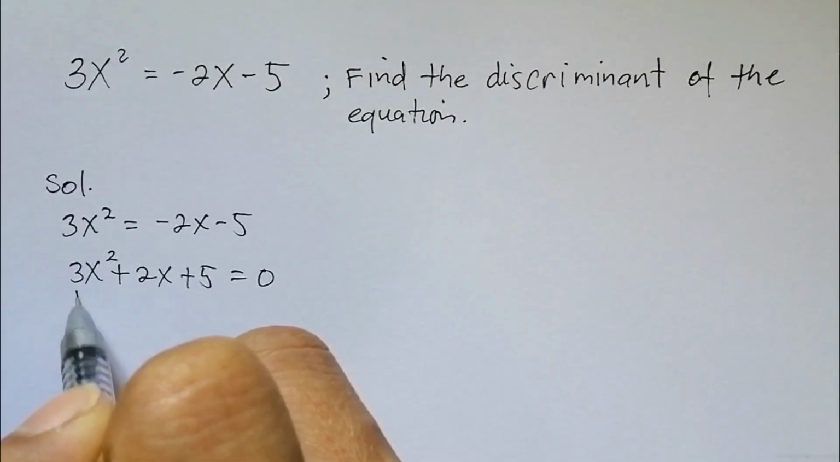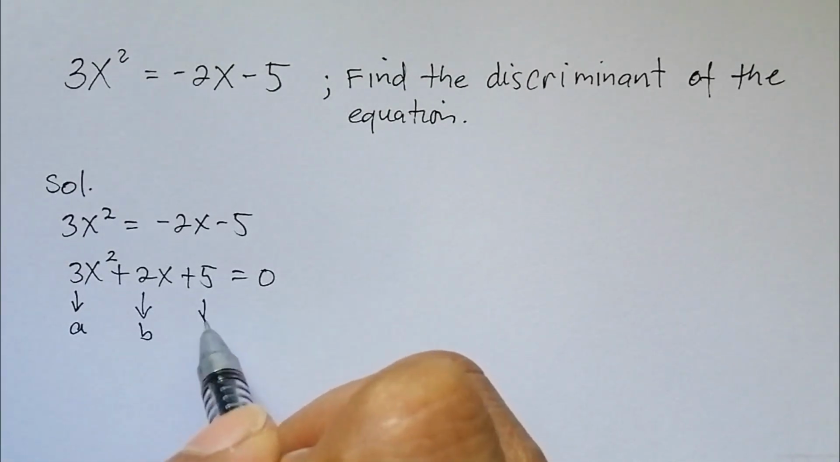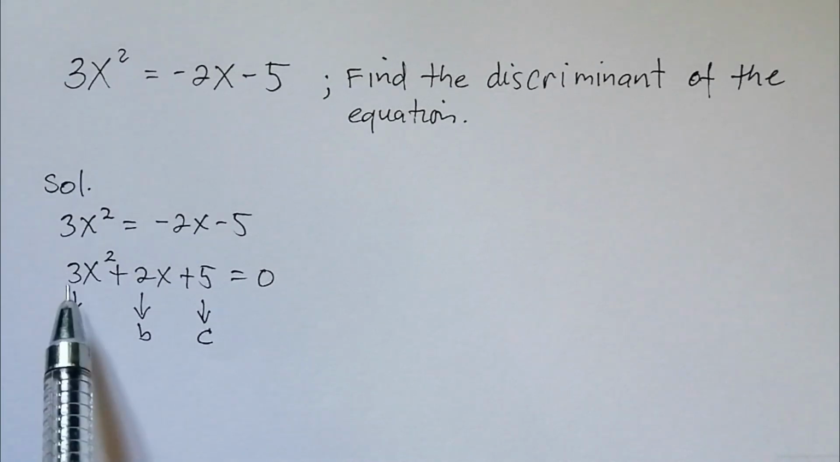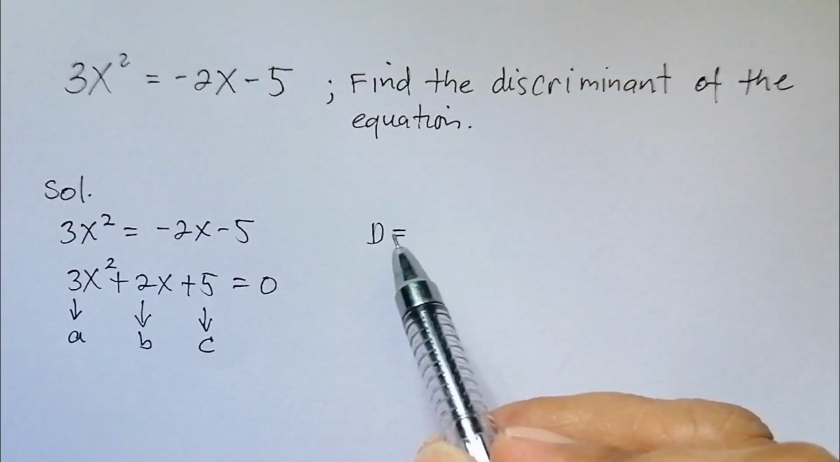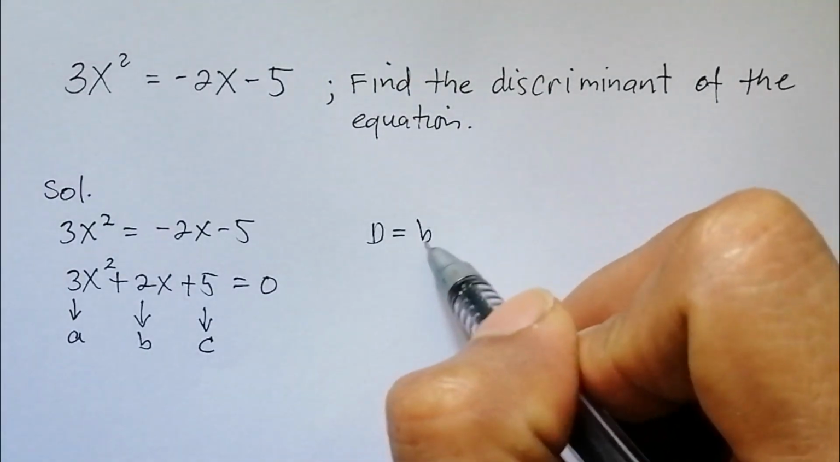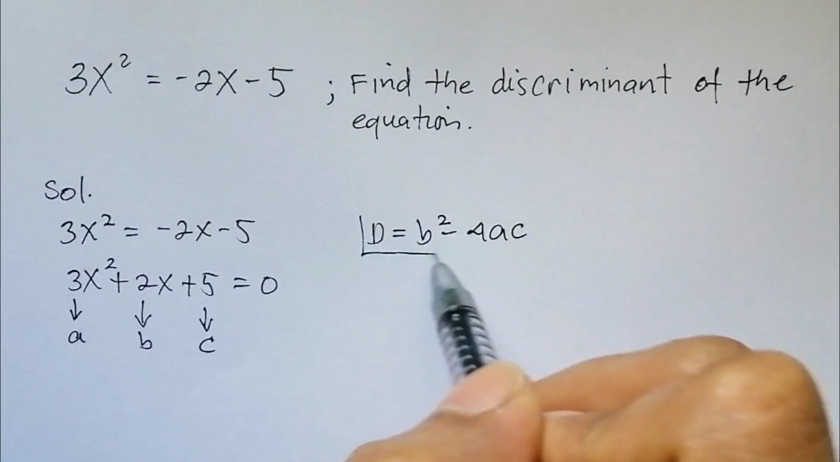Now determine the values of a, b, and c. Since we now have the values, we have to use the discriminant formula of the quadratic equation formula, which is D equals b squared minus 4ac.